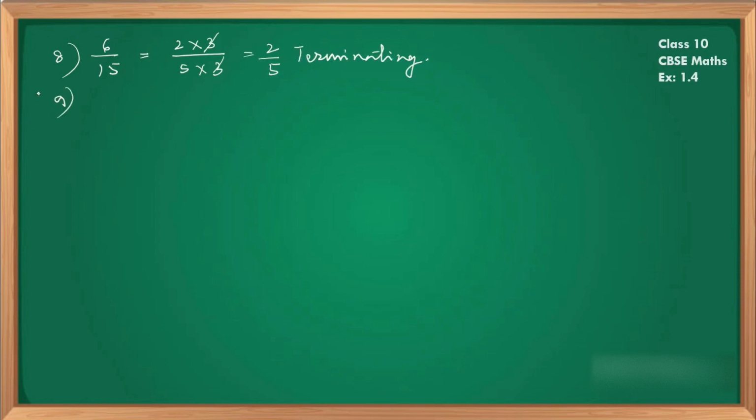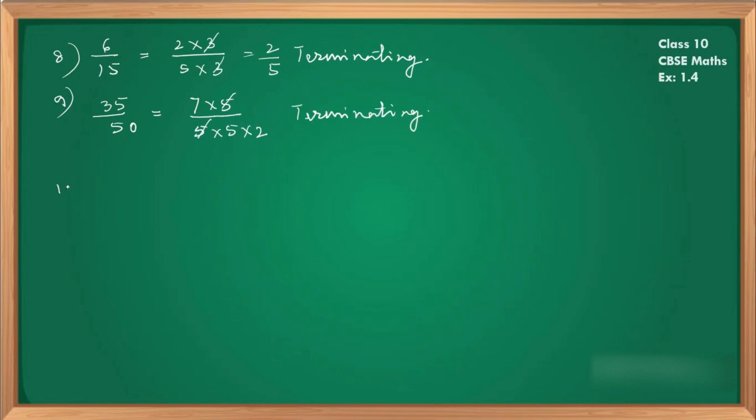Now let us try the ninth question, and the ninth question is 35 by 50. Now let us factorize. 35 can be written as 7 into 5. 50 can be written as 5 into 5 into 2. 5 fives are 25, into 2 is 50. You can divide this. The balance is 5 and 2. So you have denominator 5 and 2. Hence, this is also terminating.